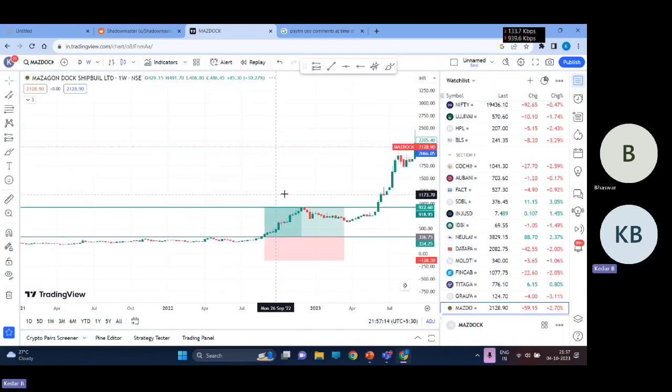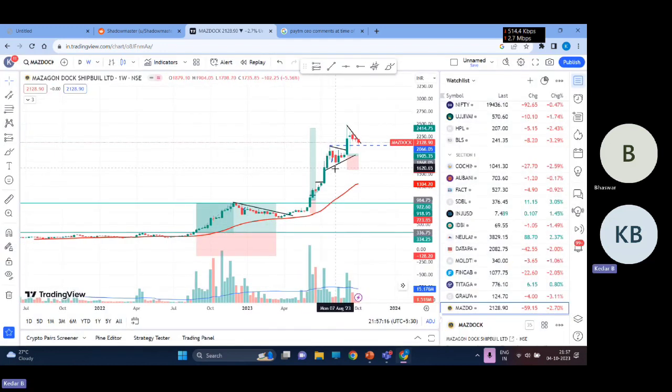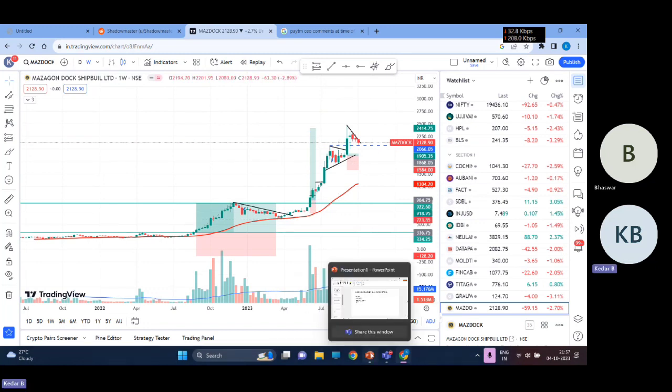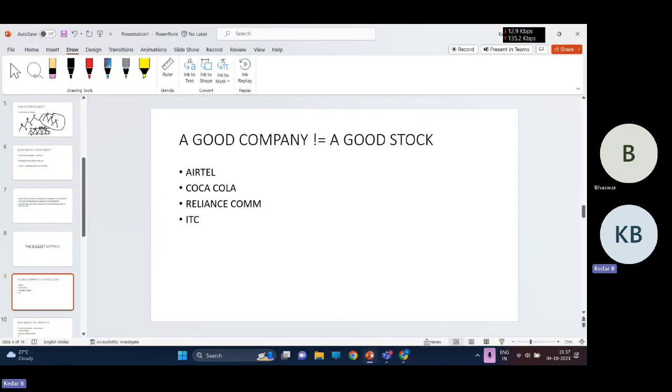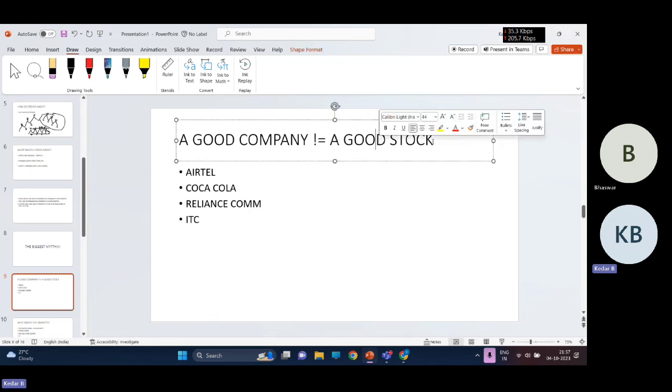Masdoc, which gave humongous return in such a short period of time. I am looking for these kind of stock. It doesn't matter the fundamentals of that company or what that company does. It does not matter to me. What matters to me is if it's a good stock or not. I'll tell you what is a good stock or not in the upcoming slides or time.